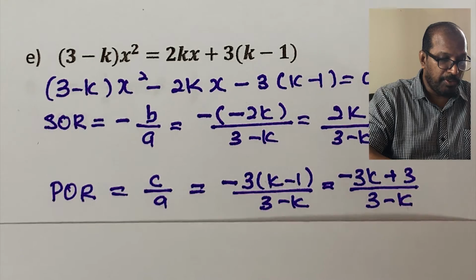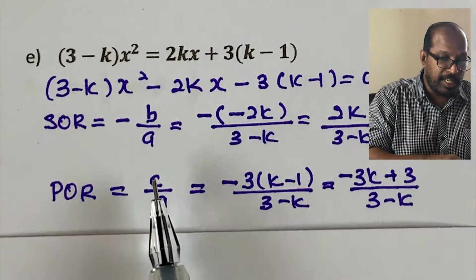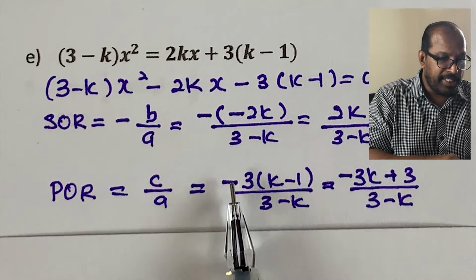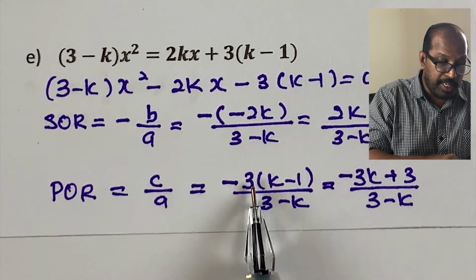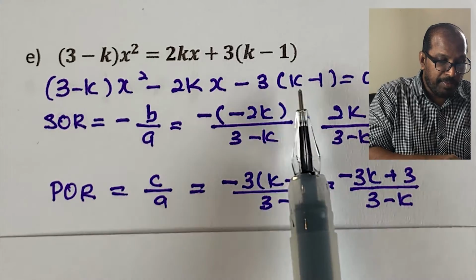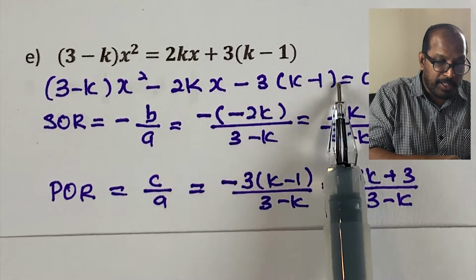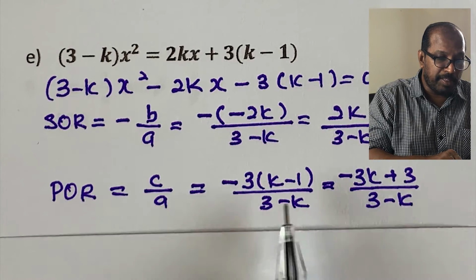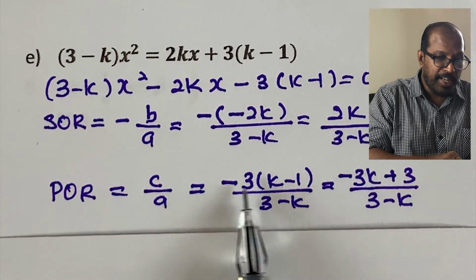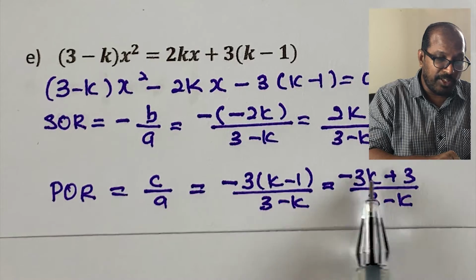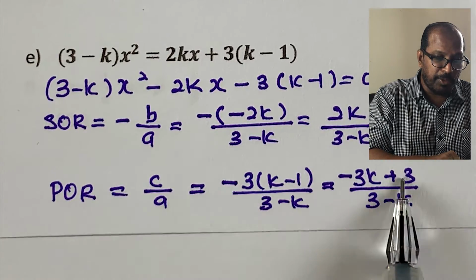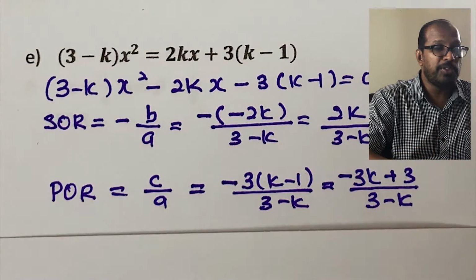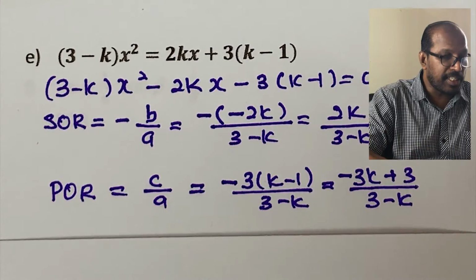Now we go to the product of the roots. The product of the roots is always c over a. C is negative 3(k minus 1), divided by a, which is 3 minus k. Negative 3 times k is negative 3k, and negative 3 times negative 1 is positive 3, divided by 3 minus k. Therefore, this is the product of the roots. This was section E.